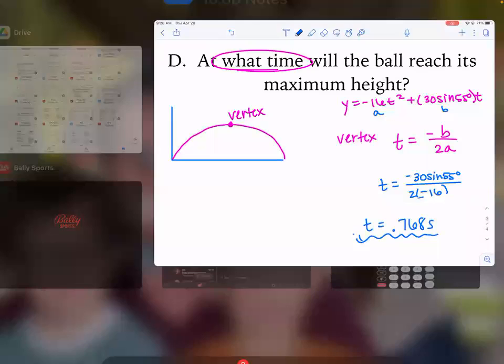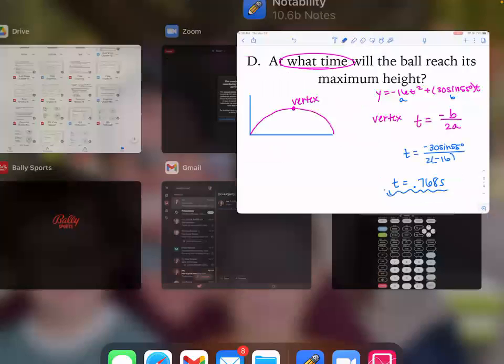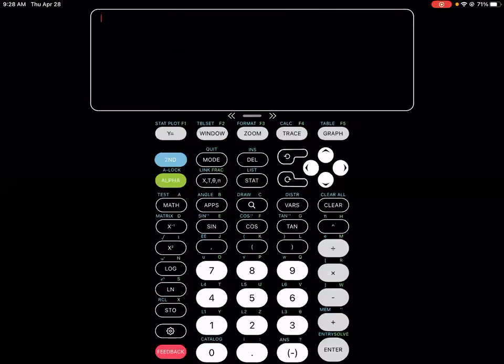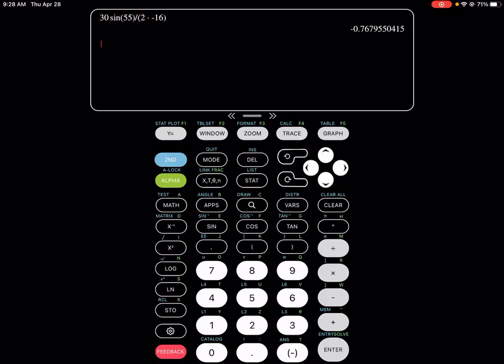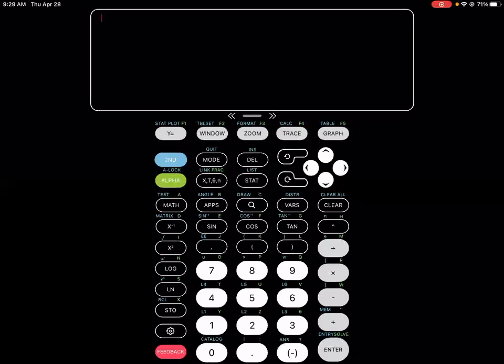For example, if you type in, what was it? 30 sine of 55. If you divide by 2 times -16, this is not going to give you the right answer because it's going to divide by 2, then multiply by -16. Please make sure you are using parentheses in your denominator, oops, I forgot the negative, or you're using that fraction button.